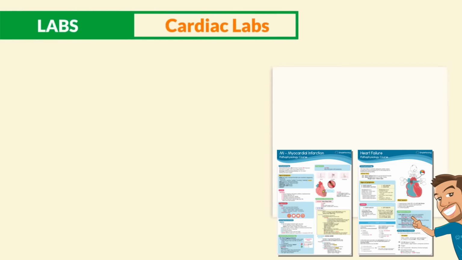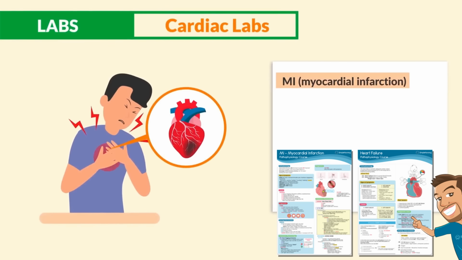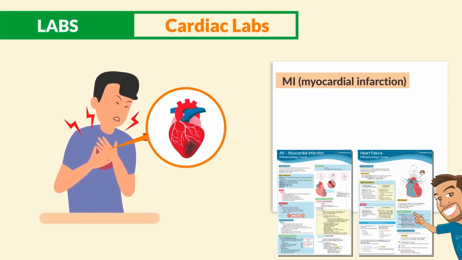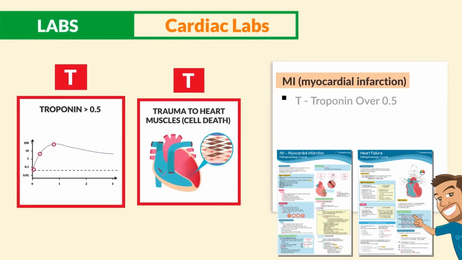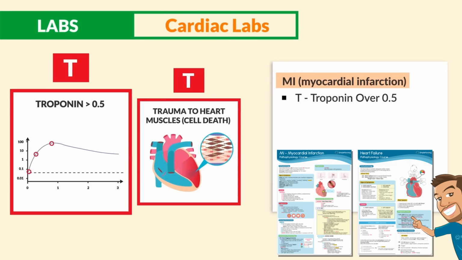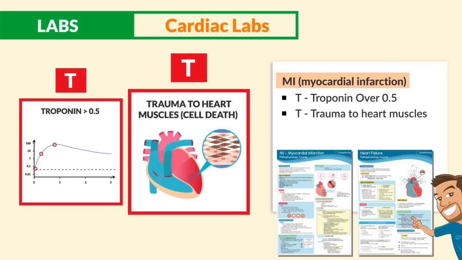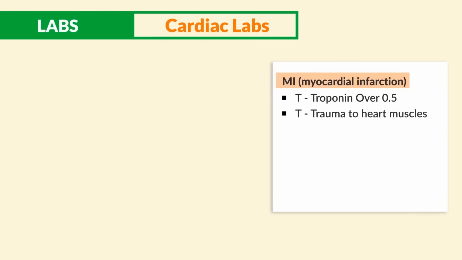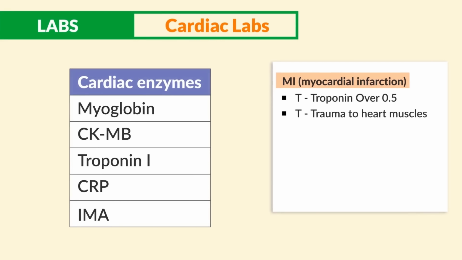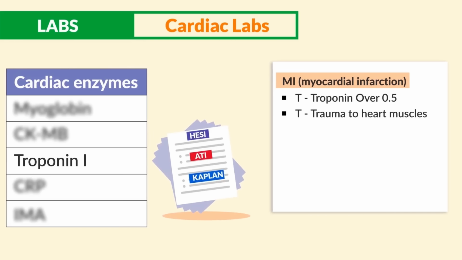Now for the cardiac labs. For an MI or myocardial infarction, fancy words for a heart attack, just know the double T's here. Troponin over 0.5 means trauma to the heart muscles, basically cell death. Now I know there's a lot of other nice to know cardiac enzymes, but real talk here. Those are typically not tested on the NCLEX or exit exams. So I wouldn't recommend using your precious time memorizing all the other cardiac enzymes. Because the one to know is troponin, coming up 99% of the time on many question banks.